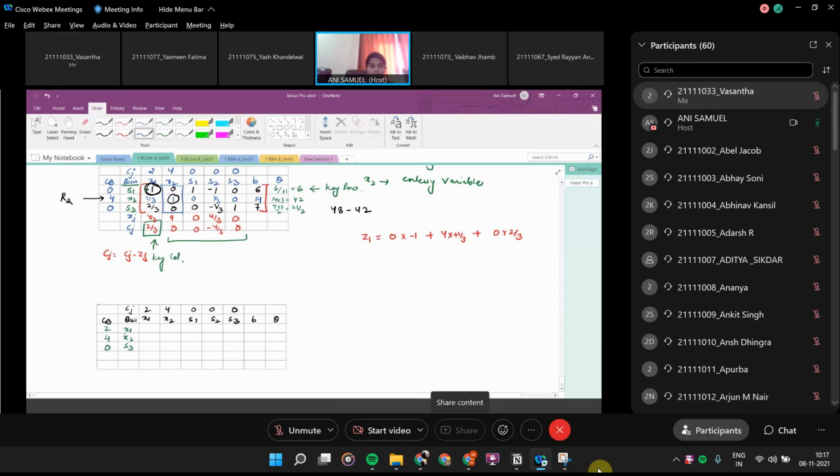This we have to build. Now since your key element is 1 itself, you don't have to do any transformation for that. So I will write it as it is: 1, 0, 1, -1, 0 and 6. Now what is the other step? Making all the elements below this as 0. So your R2 will be R2 minus 1 by 3 R1 and R3 will be R3 minus 2 by 3 R1. Clear, everyone?